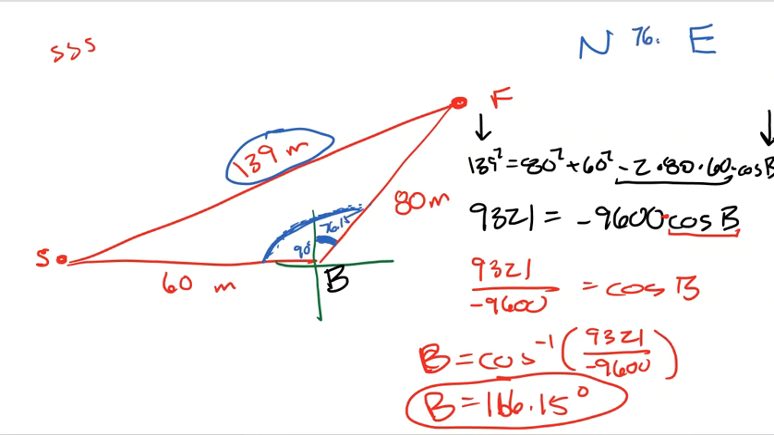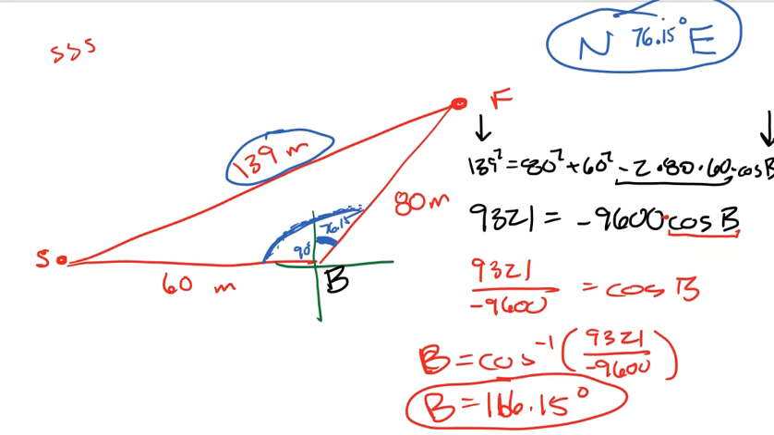So my final answer, my bearing, was northeast 76.15 degrees. Please make sure you write that answer with the N and the E, because the bearing does have the directions. Bearings are not just angles, it's angles with direction. So northeast 76.15 degrees. Pretty nice problem, pretty simple.